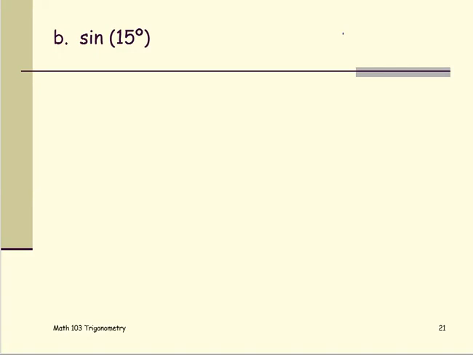In this problem, we are going to find the exact value of the sine of 15 degrees. First, we're going to write 15 degrees as the difference of two special angles, either in the form of 60 degrees minus 45 degrees, or 45 degrees minus 30 degrees. So you have two options to work on this problem. Let's work on the case of 60 degrees minus 45 degrees.